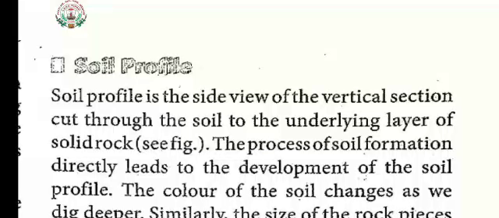In the previous class, we had started a new lesson, that is lesson 9, soil, and we had discussed some of the points. We also studied the introduction part. What is soil? Soil is one of the most important natural resources. It is a very precious gift of nature. Without the soil, we cannot survive for a longer time. We cannot exist on the earth.